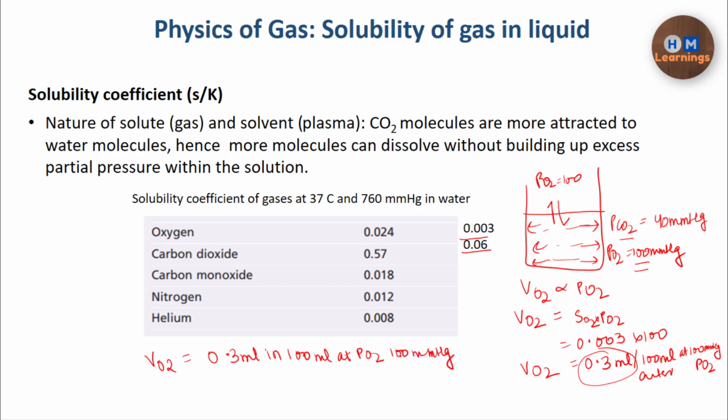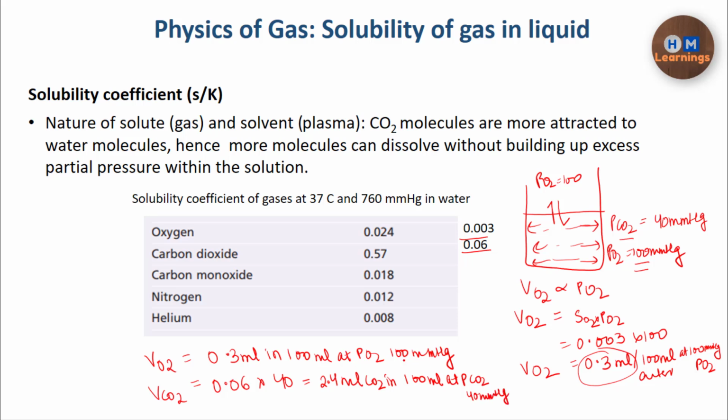Okay, so if you increase the PO2, what will happen? The VO2 will also be increased. If you talk about the volume of carbon dioxide dissolved in 100 ml of blood, you multiply the solubility coefficient of carbon dioxide, which is 0.06, by 40. 40 mmHg is the PCO2 in the arterial blood, and that comes to around 2.4 ml of carbon dioxide in 100 ml of arterial blood at a PCO2 of 40 mmHg.